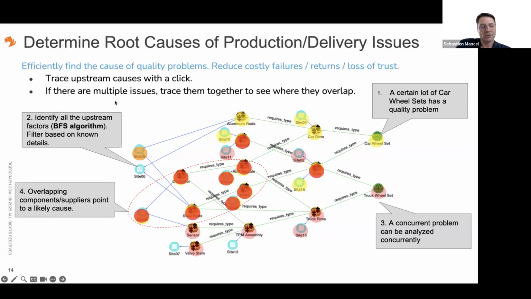So in traditional systems, root cause analysis often requires manual sifting through siloed ERP, supplier, and manufacturing data. This can take weeks or months. With graph analytics, this multidimensional root cause analysis happens instantly, allowing you to reduce costly failures, customer returns, loss of trust, and brand reputation. So this level of speed and precision is only possible because the digital twin captures both the entities and their full set of relationships.